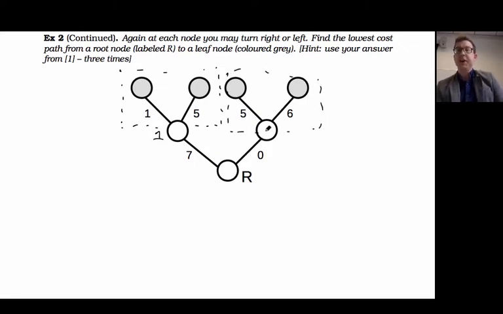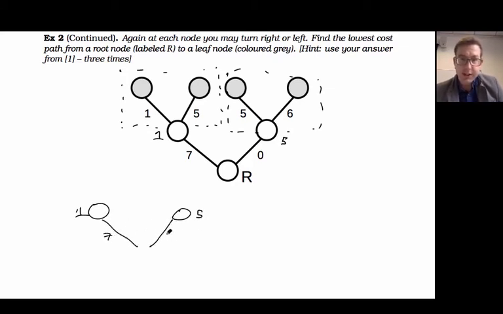So if I was here, what should I do? Go left or right? Left. And the cost I get from that is 5. And now notice, I've got a problem that looks like this. I've got a leaf that costs 1, a leaf over here that costs 5, and then a 7 and a 5 and the root. Can you see that that's the same as what I've got out of this?